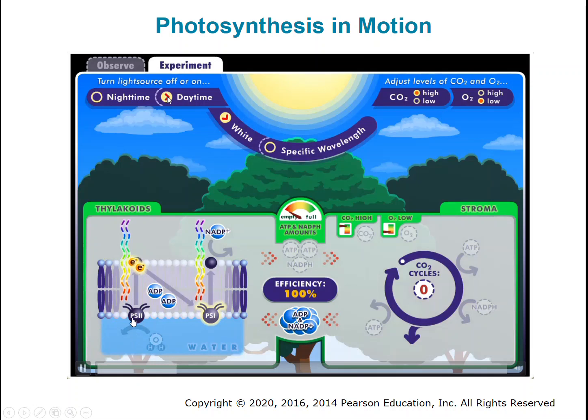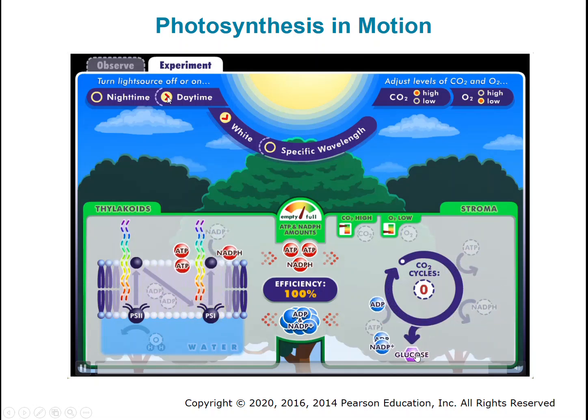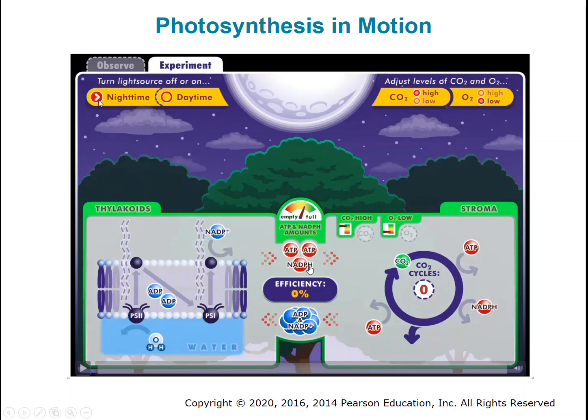So water is split, donates its electrons, oxygen's released. Those electrons run through photosystem 2 to make ATP, then run through photosystem 1 to make NADPH. Electrons donated, run through our electron chain, make ATP, NADPH, come to our Calvin cycle, and again we have to run the Calvin cycle 6 times. So this is our 6th cycle, and we'll make our 1 molecule of glucose from turning the Calvin cycle 6 times. ADP and NADP are recycled back to our thylakoid, our light-dependent reactions, to make more ATP and NADPH, coming back over into our Calvin cycle.